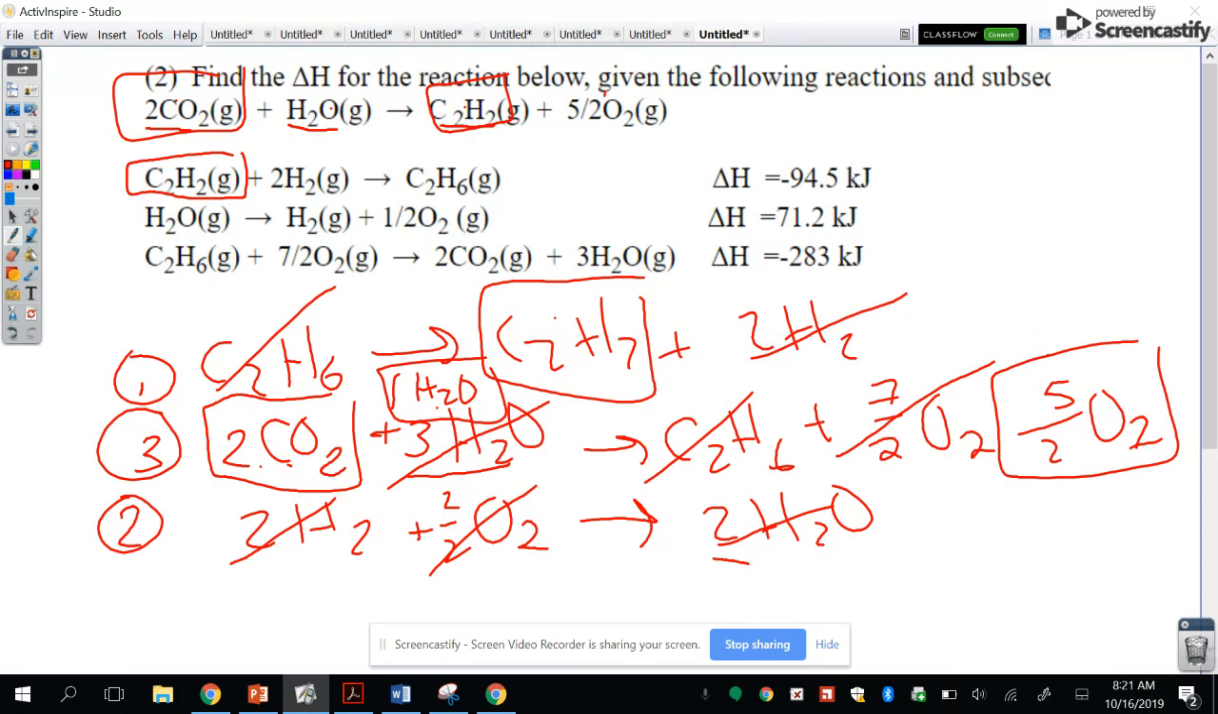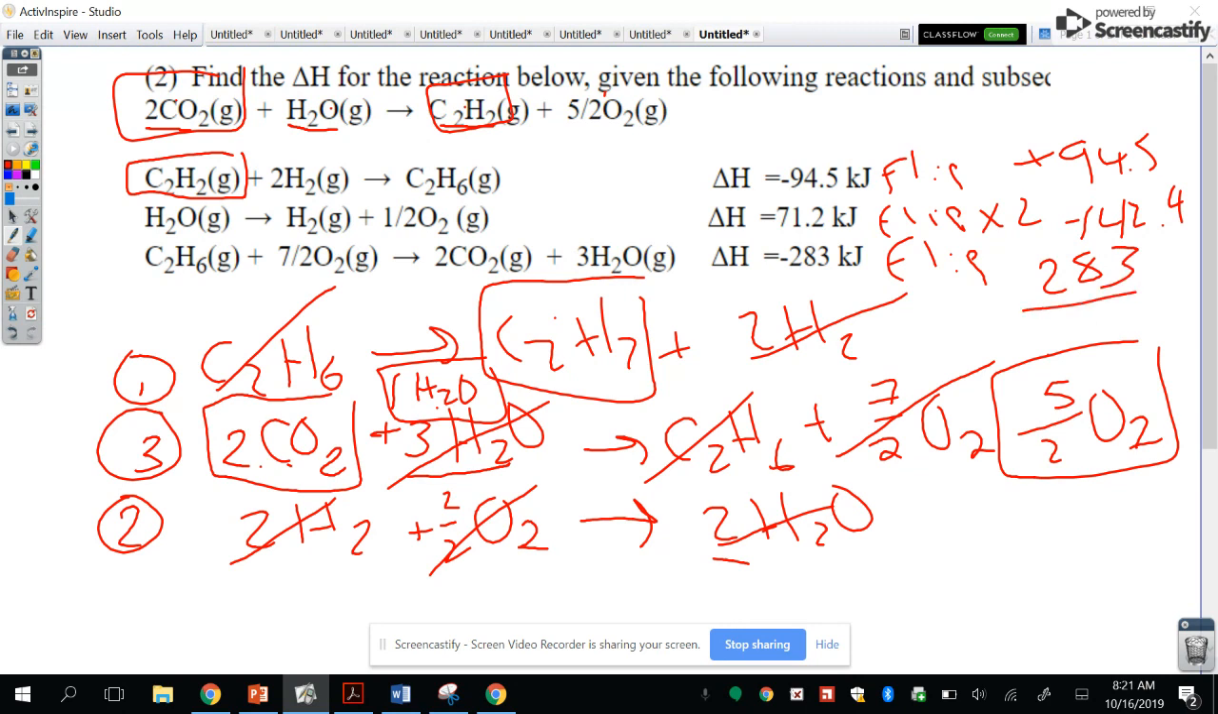Now everything that I did to the equations, I want to do to their delta H's. So remember what I did was I flipped this, I flipped and multiplied by 2 this, and I flipped this. So this one becomes positive 94.5. This becomes negative 142.4. And this becomes positive 283.